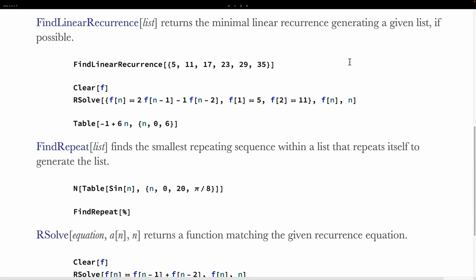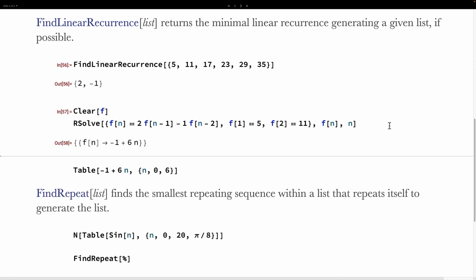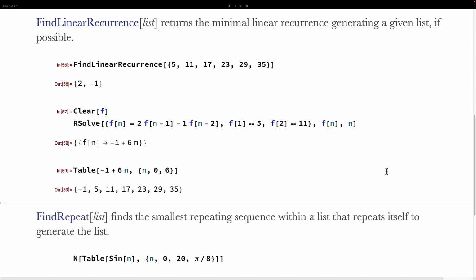Next up, we have the FindLinearRecurrence function, which returns the minimal linear recurrence generating a given list, if possible. If we give FindLinearRecurrence 5, 11, 17, 23, 29, and 35, it returns 2, -1. To show what this is actually doing, we can take RSolve of that recurrence, taking f of n is equal to 2 times f of n minus 1 minus 1 times f of n minus 2, and then plugging in our first two constants. Evaluating this gives us f of n is equal to -1 plus 6 times n.